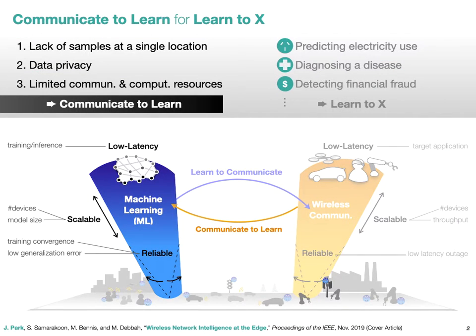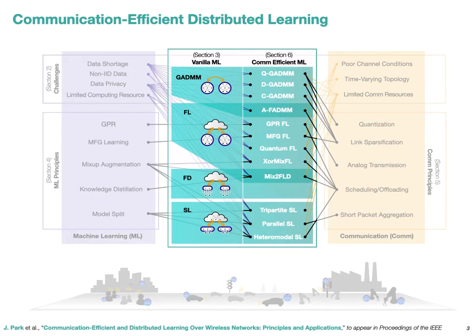Here's the motivation. We are living in the era of machine learning plus X application. While pursuing machine learning plus X, we often encounter the lack of data samples at a single location. In other words, we should exchange data samples, but that is often restricted by privacy issues and limited communication and computing resources. This motivates us to develop communication efficient and privacy preserving distributed learning frameworks. In this respect, many promising distributed learning frameworks have recently been proposed, and among them, in this talk, we focus on the communication efficiency of split learning as compared with a well-known framework, federated learning.